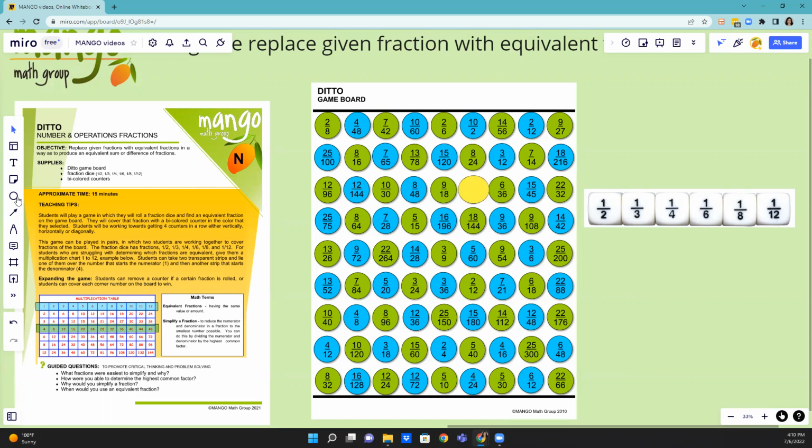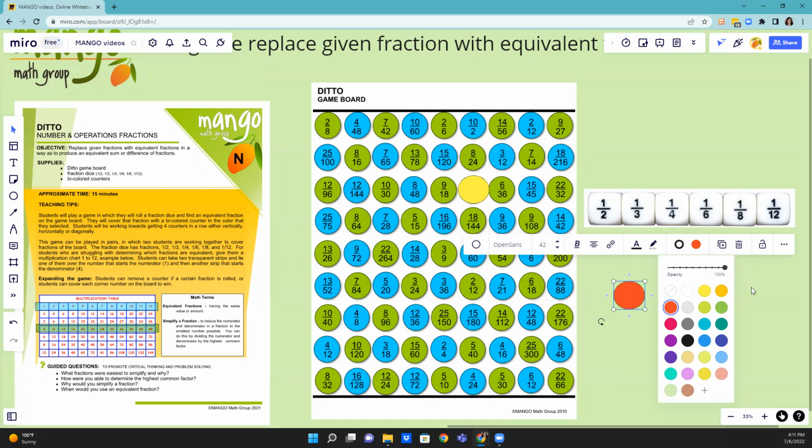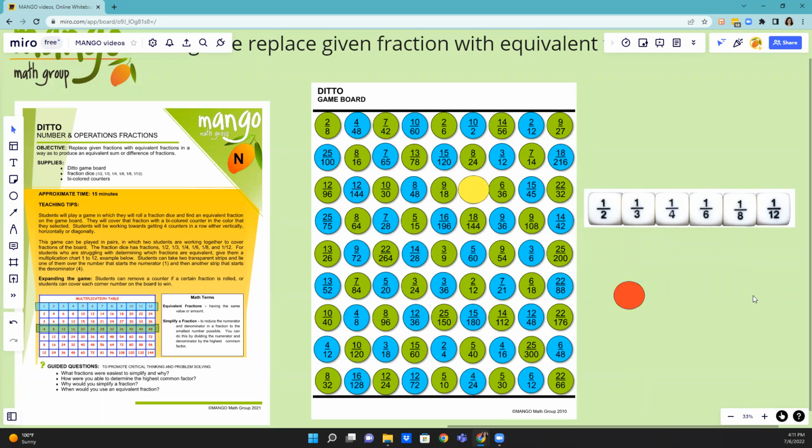And then the next player would go and they would use their counters, which will be a red color, and cover up theirs. So let's say they rolled a 1/3. They could cover up this 5/15, which is equivalent to 1/3. So they're working to try to get 4 in a row, horizontally, diagonally, or vertically.